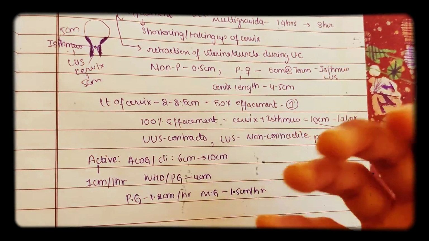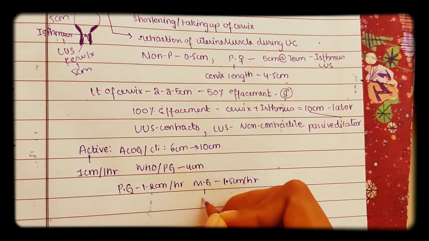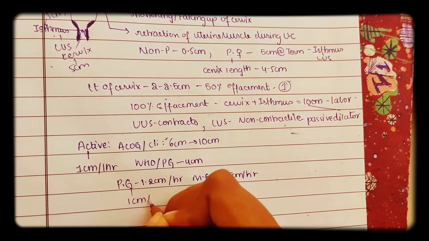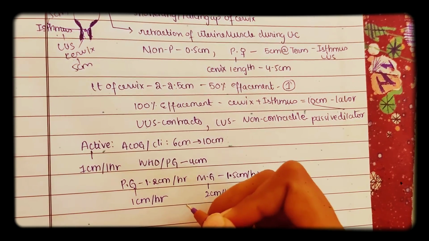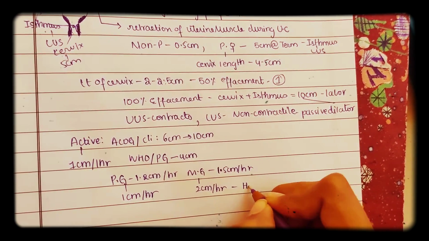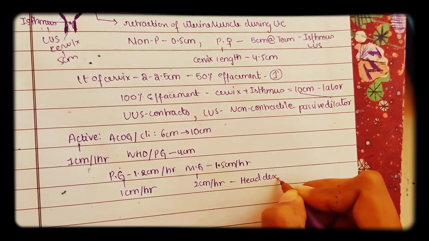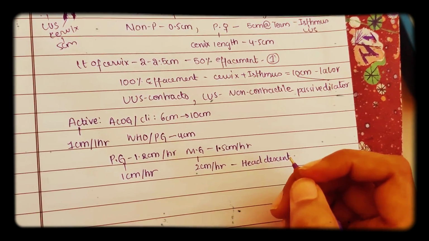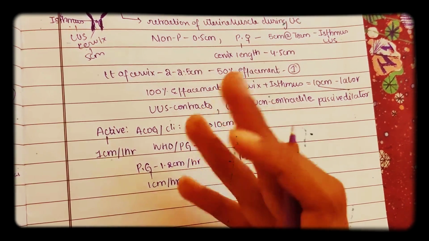So the delivery process will be very fast in multigravida, because the head movement will be 2 centimeter per hour, here 1 centimeter per hour. Okay, so now coming to the descent of fetal head, which also occurs in active phase, that we discussed just now.